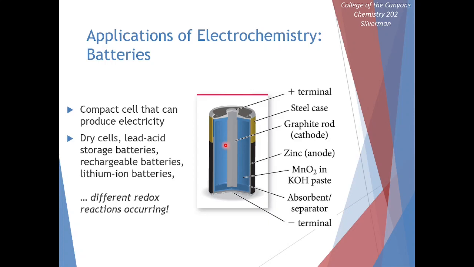Depending on the specific half reactions involved, that will dictate our cell potential, that will dictate the voltage of our battery. We can also do some clever engineering with our batteries. If we have multiple half reactions in series or in parallel, we can do some engineering to increase the output of our current or increase the output of our voltage, depending on what we want.